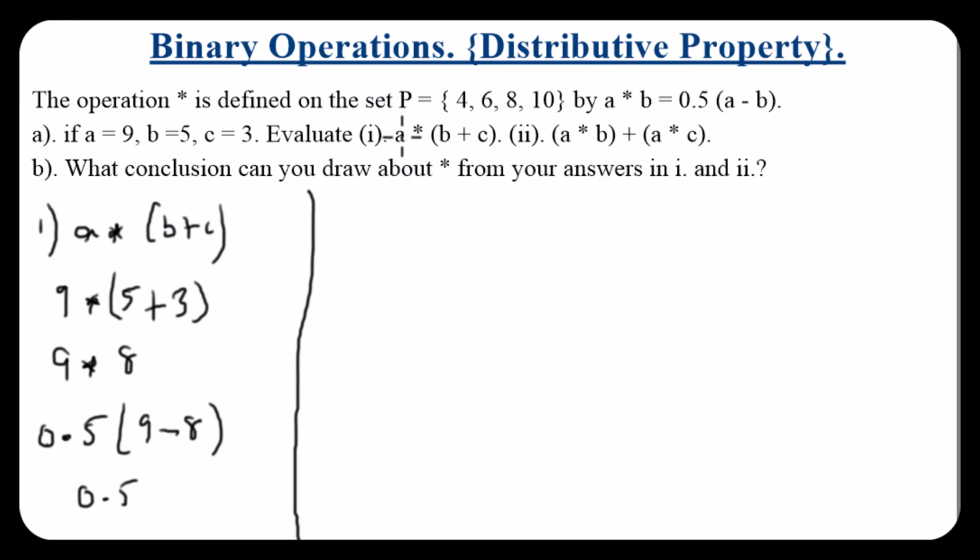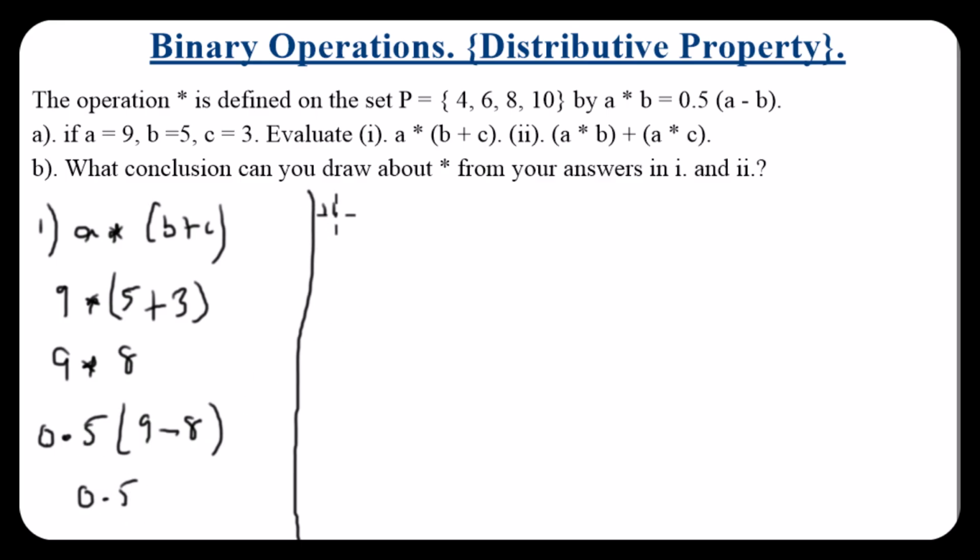Again, let me repeat myself. A is 9, B is 5, C is 3. So add 5 and 3 together, we have 8. And 9 star 8, we use this operation, 0.5 in the bracket of A minus B. My A is 9, my B is 8. So 9 minus 8, that's 1. And 1 times 0.5 gives us 0.5.